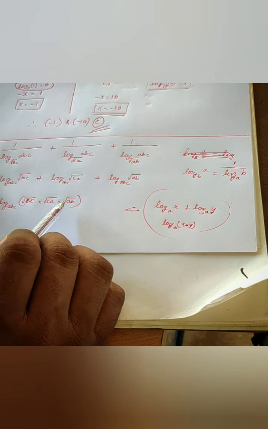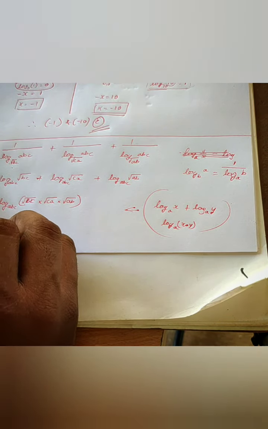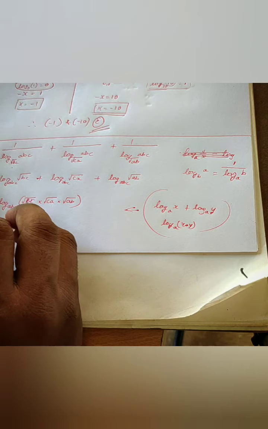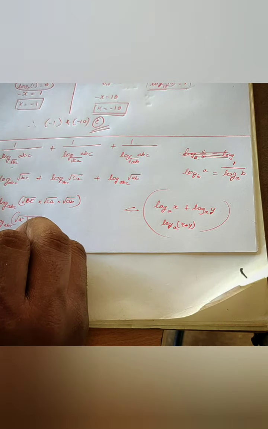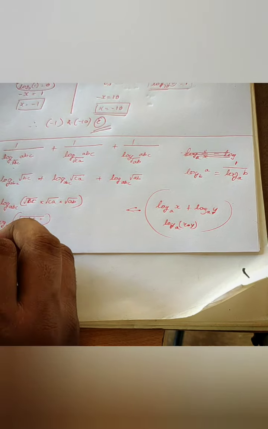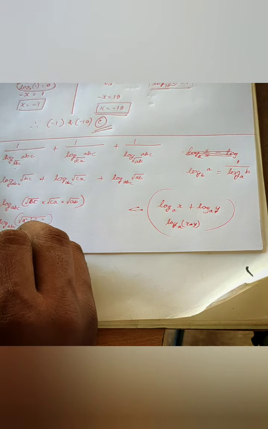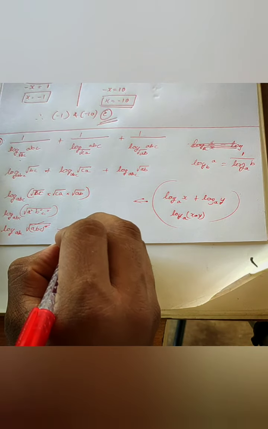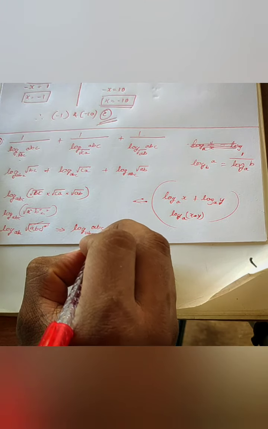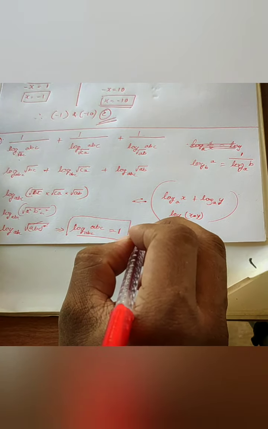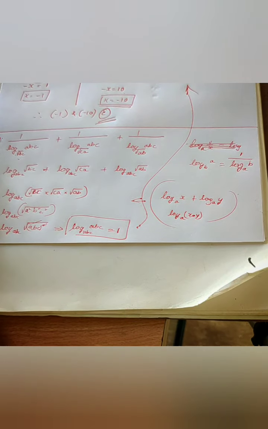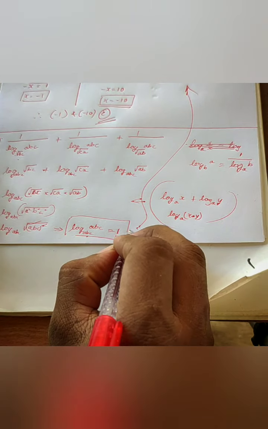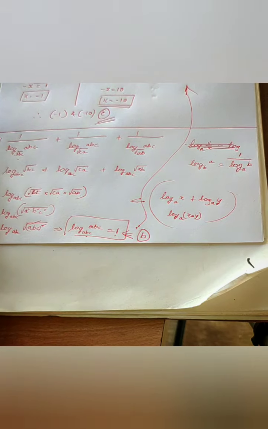So AB into BC into CA, when I multiply, is simply root of A square, B square, C square. This can be further written as root of ABC the whole square, and the square root cancels. So this can be written as log of ABC to the base ABC, which I already know from this particular formula. If the base and this one are the same, that is, log of ABC to the base ABC is nothing but 1. Your answer is 1 and the option is B.